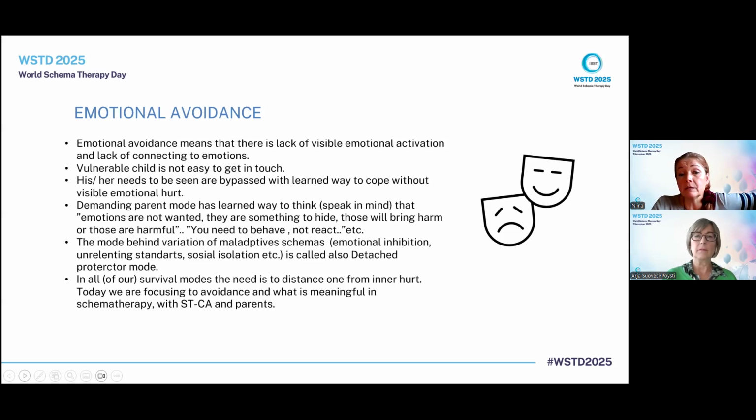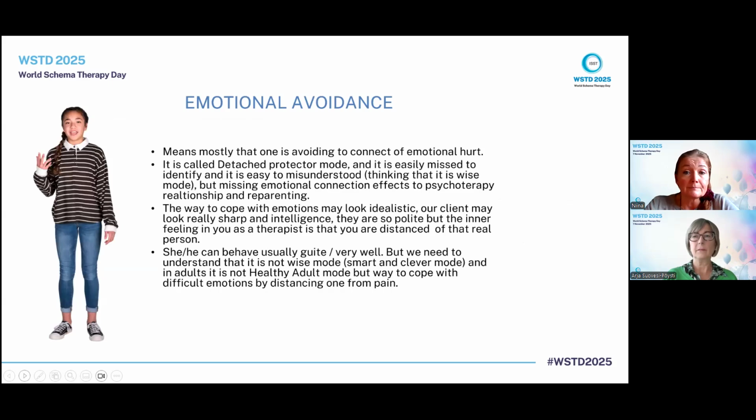And today we are focusing on avoidance and what to work on in schema therapy with children and adolescents and parents. So, the one is avoiding connection to emotional hurt. And the detached protector mode is very easily missed, and it's easy to misunderstand, thinking that it is the wise mode. But missing emotional connection affects the psychotherapy relationship and reparenting in ourselves.